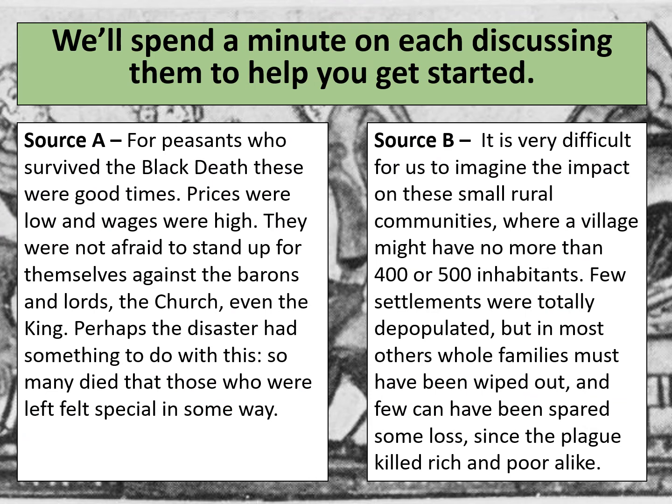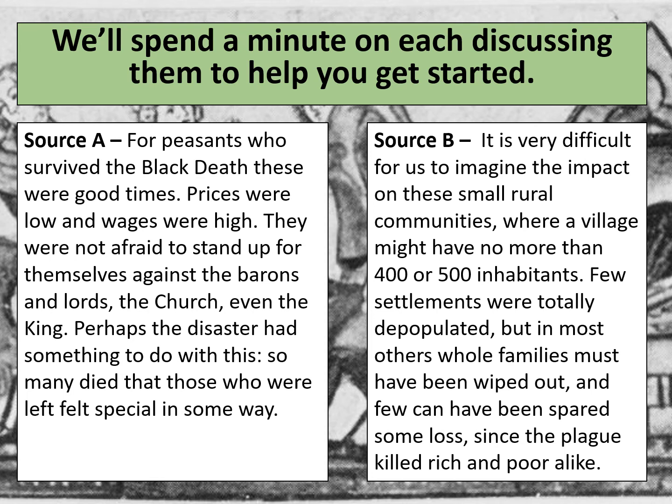We're going to spend a minute discussing each source that you are going to use for your extended piece of writing. Make sure you're listening clearly because I'm going to break down the knowledge that you could add to these sources. Source A. For peasants who survived the Black Death, these were good times. Prices were low and wages were high. They were not afraid to stand up for themselves against the barons, the lords, the church, and even the king. Perhaps the disaster had something to do with this. So many died that those who were left felt special in some way.